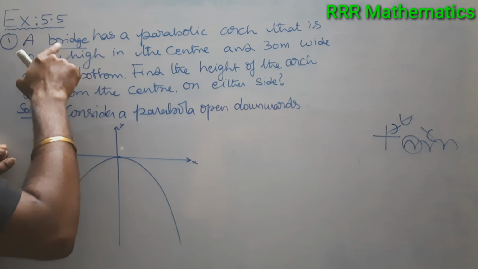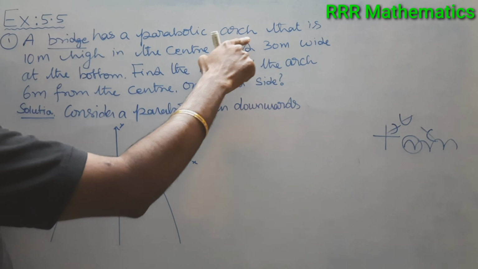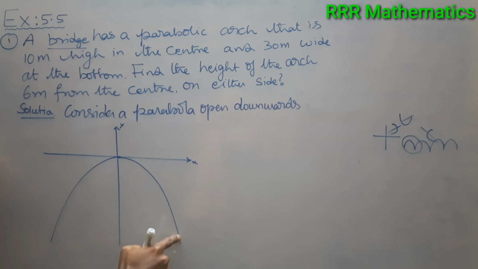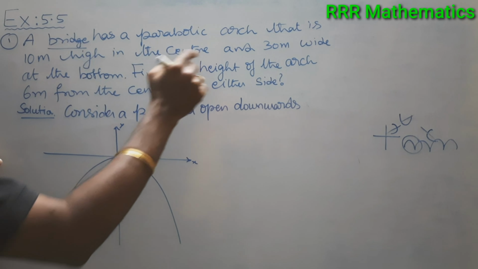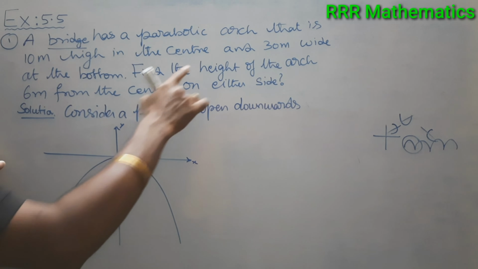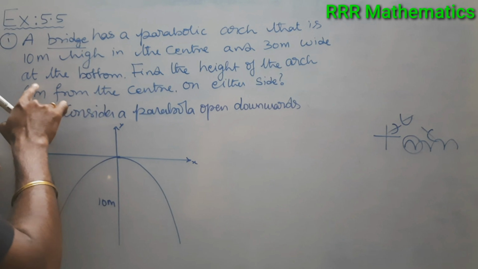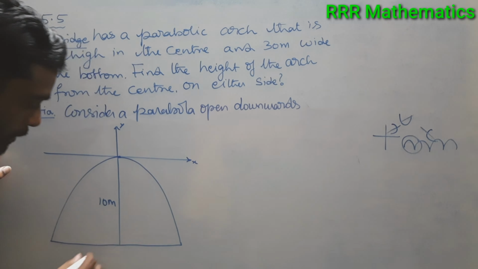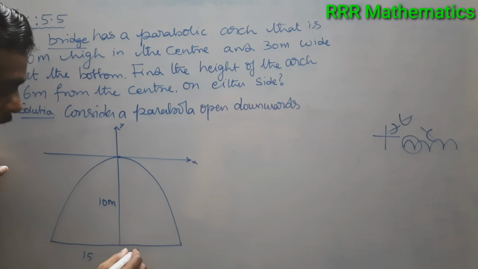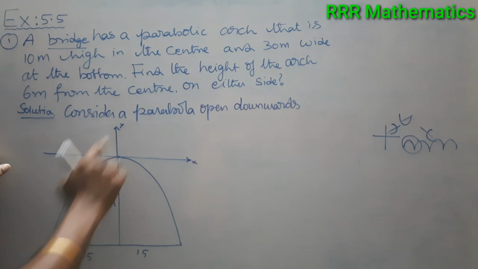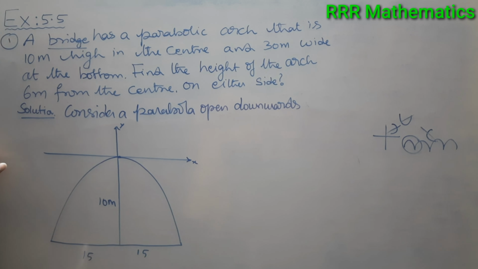Okay, from the first line, a bridge has a parabolic arc. From this line, I can consider a parabola open downwards. 10 meter high in the center. This is the center part which is 10 meter height. And 30 meter wide at the bottom. This is the bottom line, which is 30 meter wide. I'll take 15 here and 15 here. This will be 15 and this will be 15.